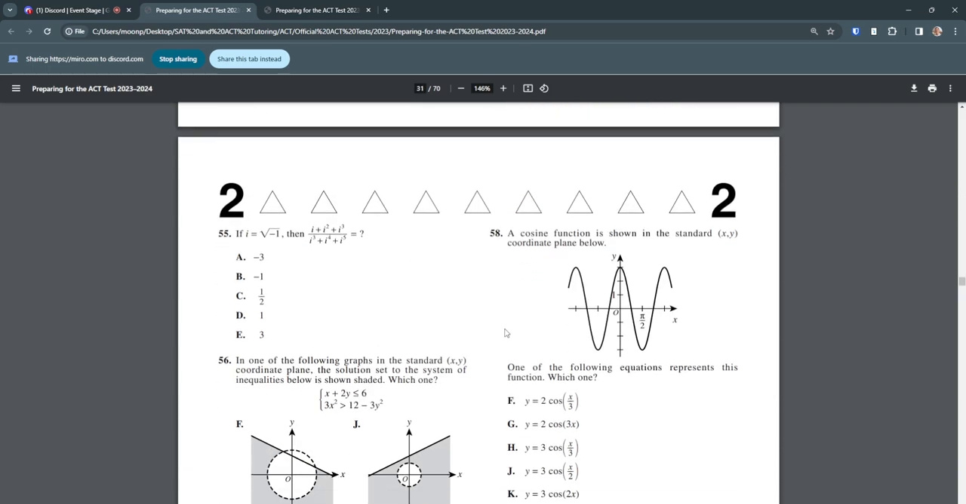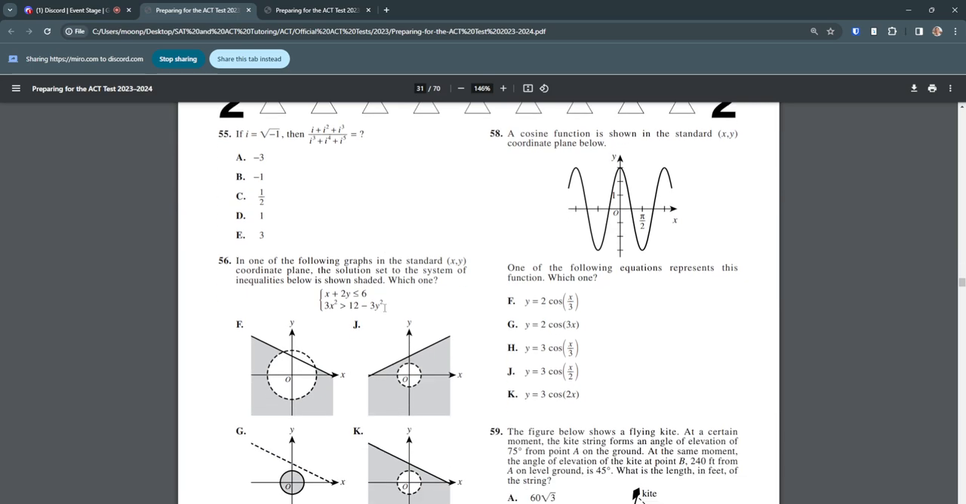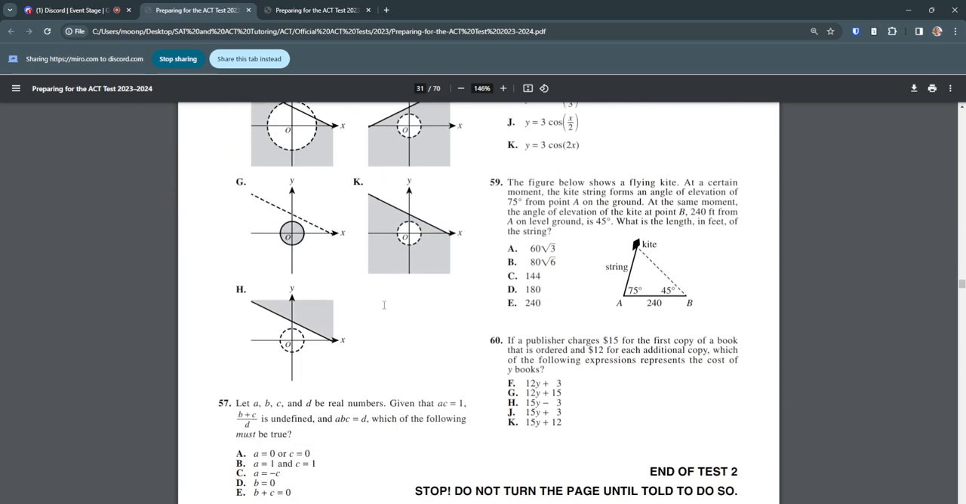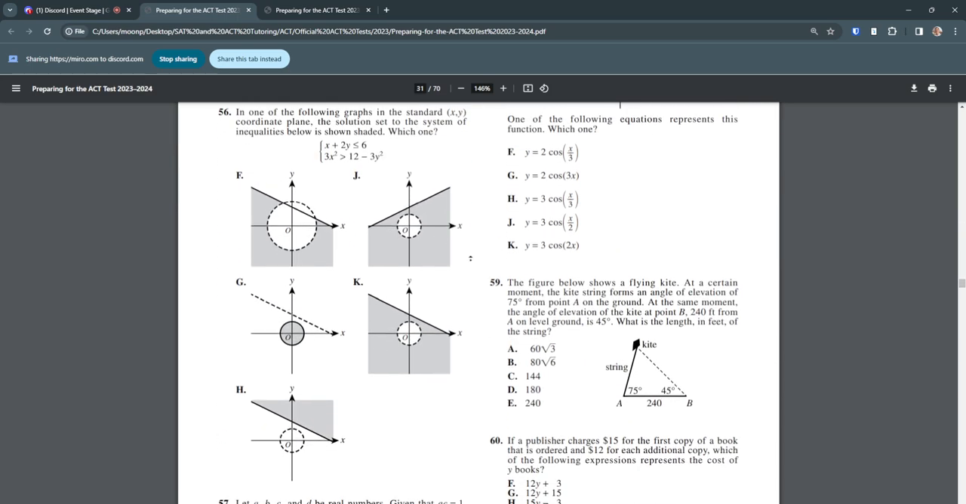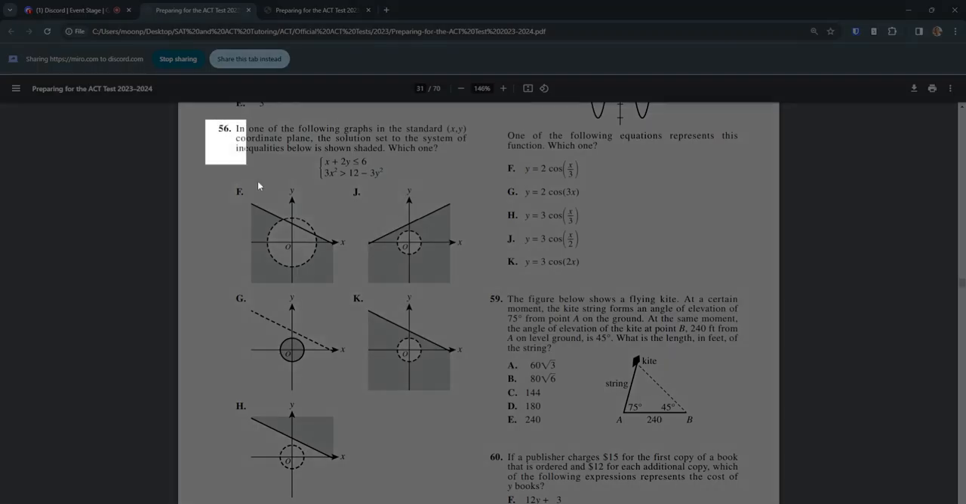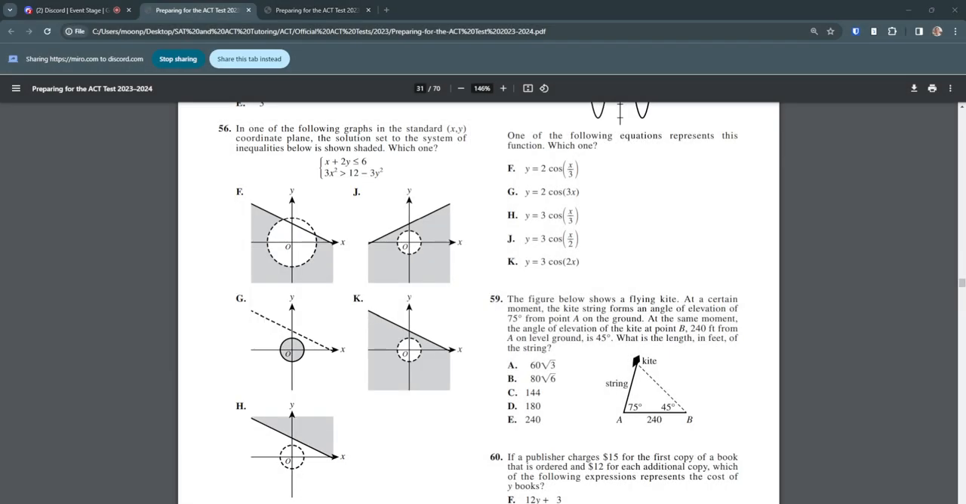Okay. Let's do another little geometry, difficult ACT math problem.